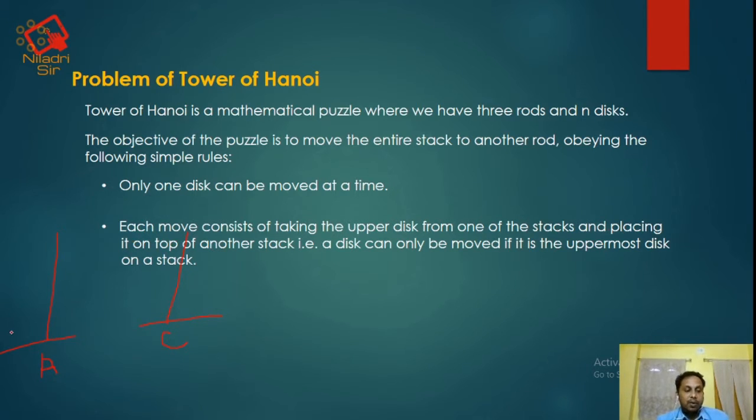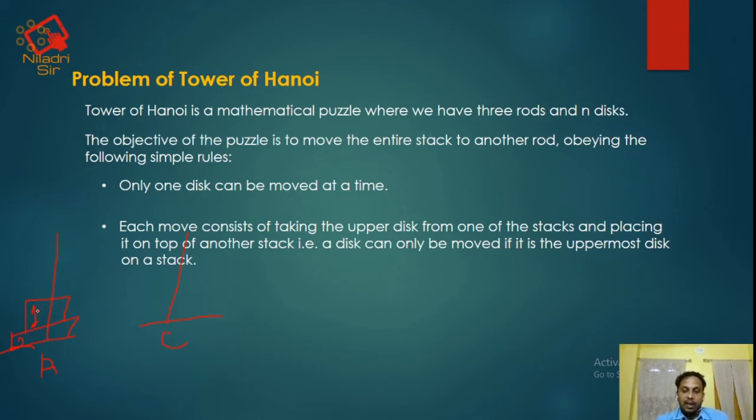That means suppose there are two discs, disc 1 and disc 2. We cannot transfer disc 2 from A to C unless, at first, we transfer disc 1 from A to C. So the topmost element of the rod will be transferred first.